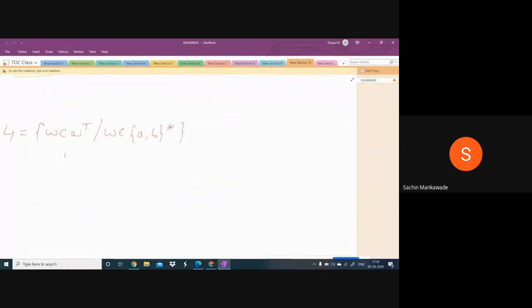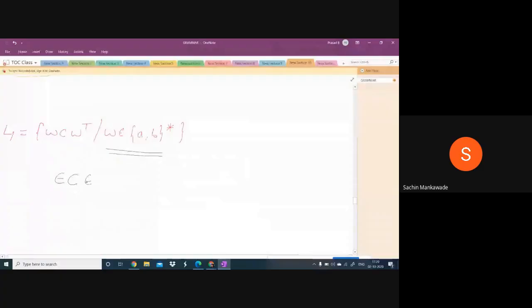So here the smallest string of W, where W belongs to (A+B) star, is epsilon. If W is epsilon, then epsilon transpose is epsilon. So the string can be epsilon C epsilon, which is C. So the smallest string is C.